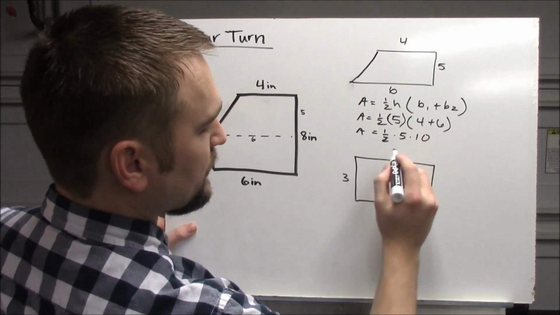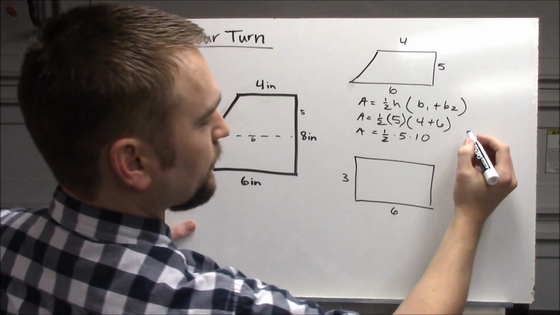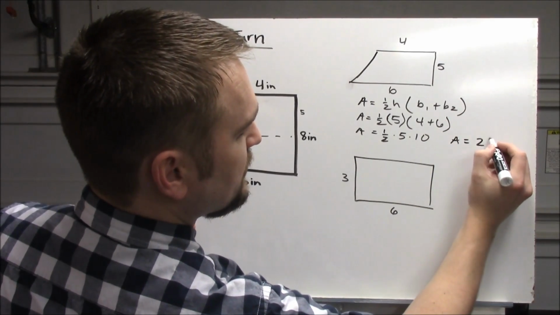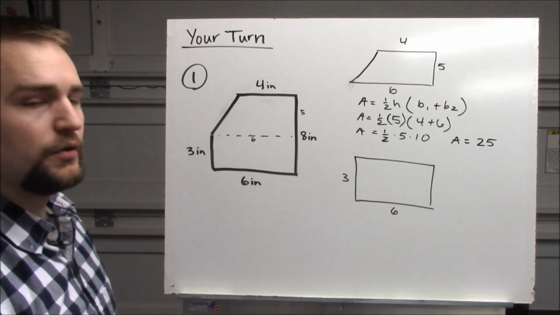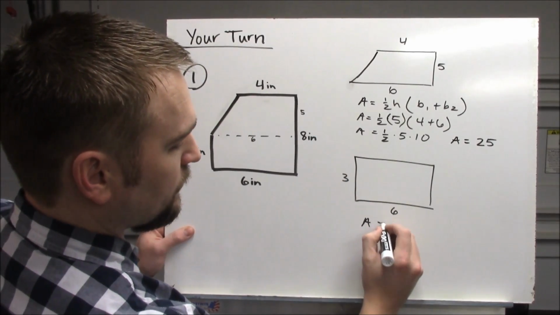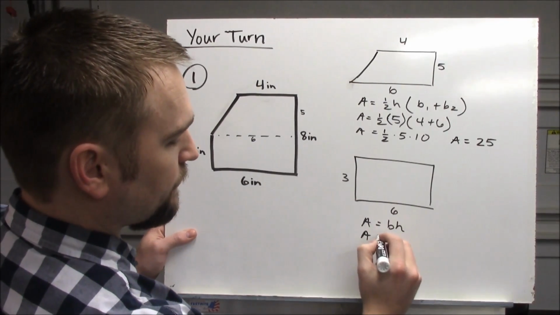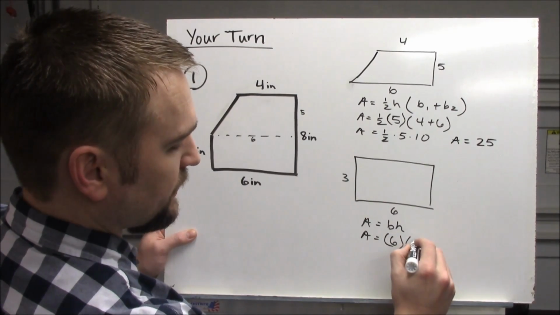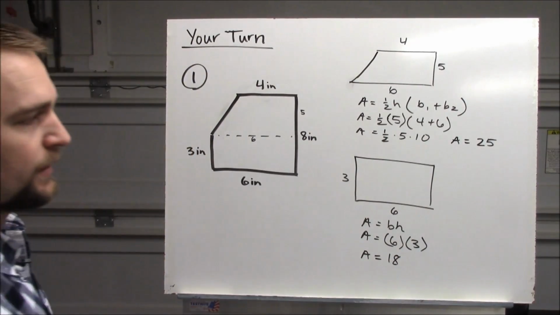Unfortunately I'm running out of space here, so I'm just going to put it over here. It's important to keep it vertical on your paper when you're working. So the area equals 25, so 50 divided by 2. So 25 square inches. Now on this one here, this one's a much simpler formula, base times height. So base of 6 times my height of 3, area equals 18.